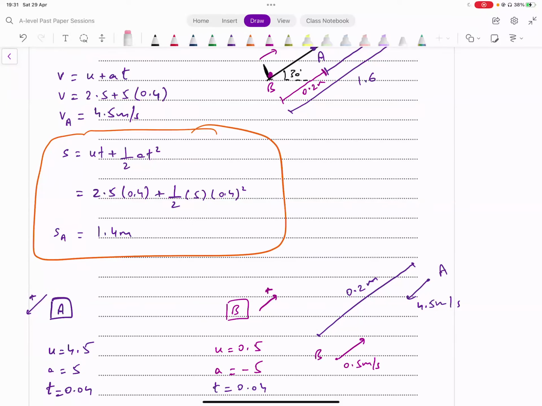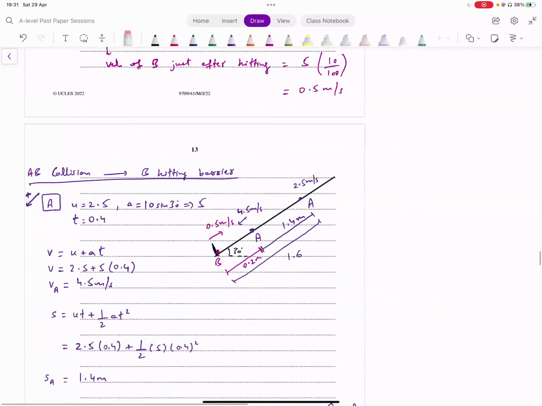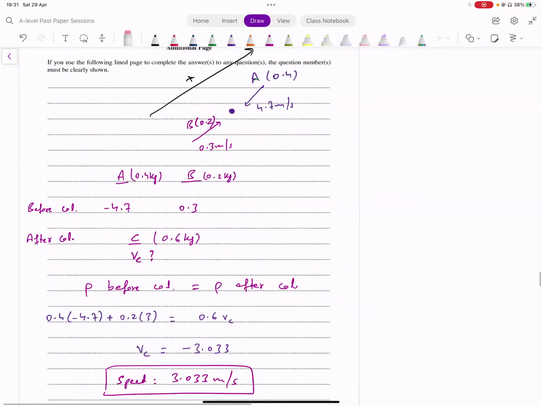Okay, I hope that makes sense. You can have a look at this again to make sure you understand what we have done, each step.